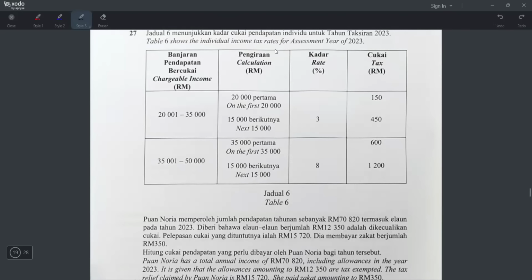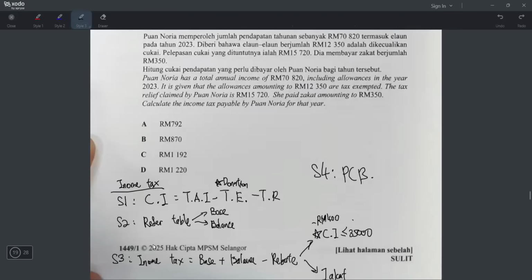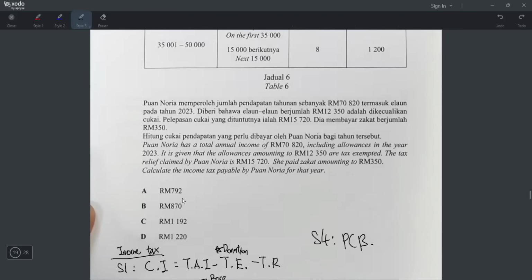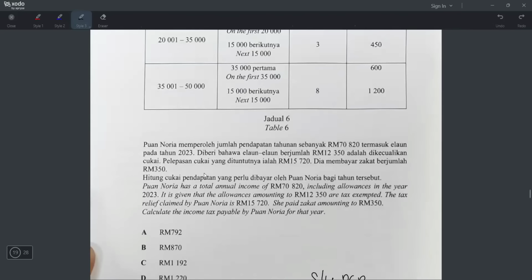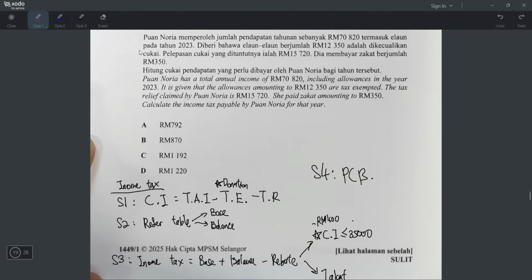Table 6 shows the individual income tax rate. So this is the table, and we need to refer to the table when we do step 2 later, right? Okay, let's read the question here. Puan Noria. Let's scroll down a bit. I'll use red color. Puan Noria has a total annual income of 70,820. So this is the total annual income, 70,820, including allowance in the year 2023, given that the allowance amounting to 12,350 is tax exempted.